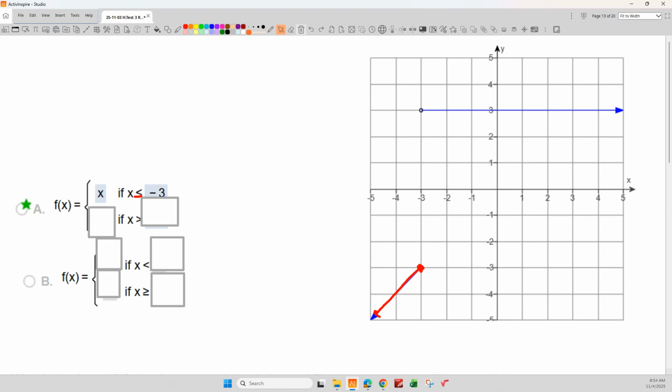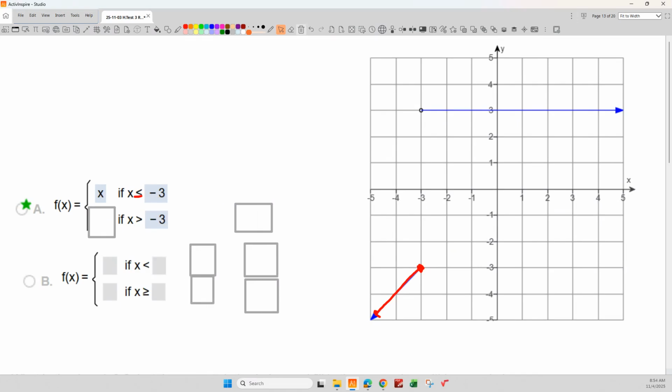Okay, how about the other piece? What's the domain? Greater than -3, good. And y equals 3, yeah, there you go. Okay, good. Okay, questions?